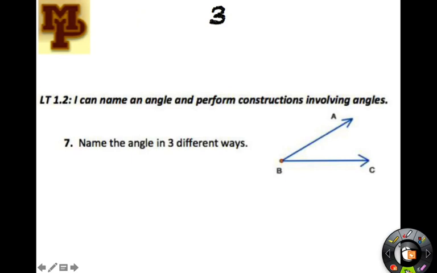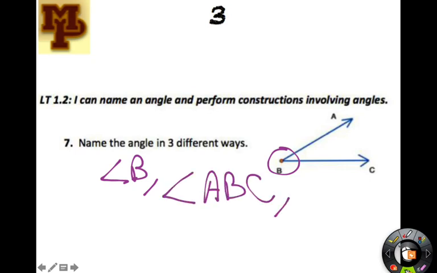Alright, so name the angle in 3 different ways. One way we could do it is, this one could be angle B, just because there's only one angle there, so that's appropriate to just have one letter in that case. We could also do angle ABC, or we could do angle CBA. So any of those would be great.